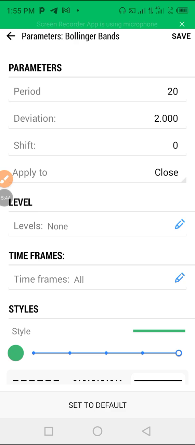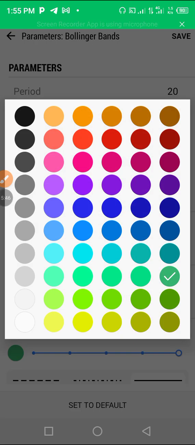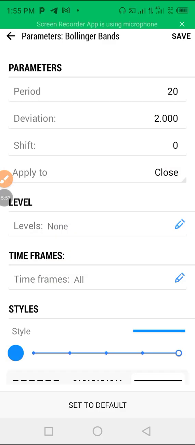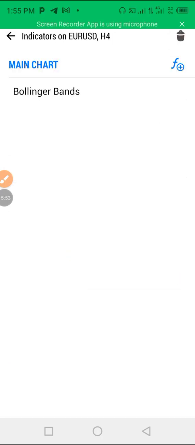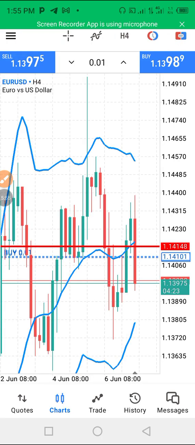Now I prefer the color blue. I think this is blue. Okay, so we'll set it. Let's see how it looks. You can see blue. Now we have the Bollinger Band.